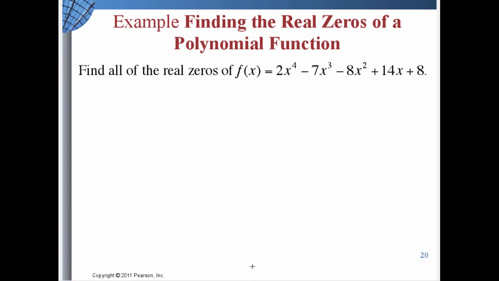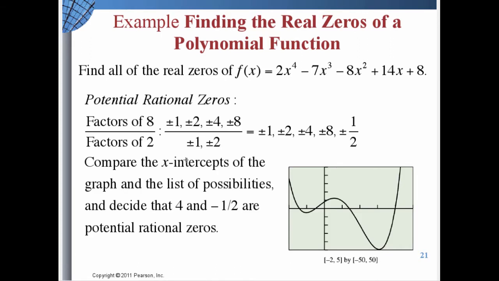So another example here, we want to find all the real zeros of f of x equals 2x to the 4th minus 7x cubed minus 8x squared plus 14x plus 8. So if you want to pause the video now and try that, I will go to the next slide and show you the solution.